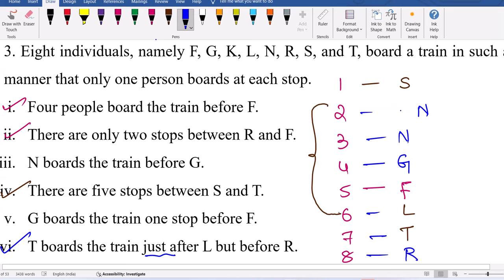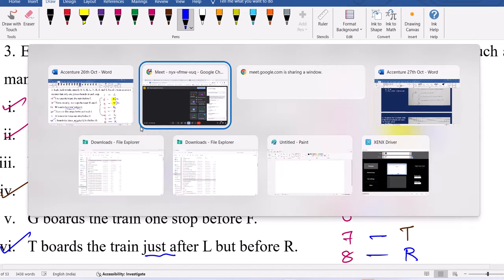So what is the leftover candidate? K or N, or it can be N or K, it seems. As per the flow, N is most suitable in this place and K is suitable in this place. But there is still a dilemma because they said before, not just before. Immediately before is not mentioned. That's one worry. Let me see the chart.